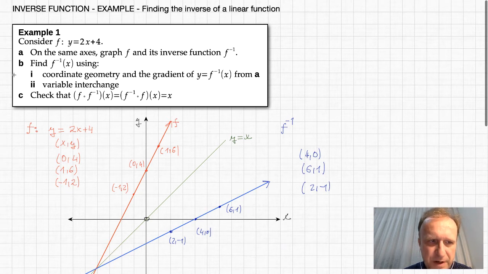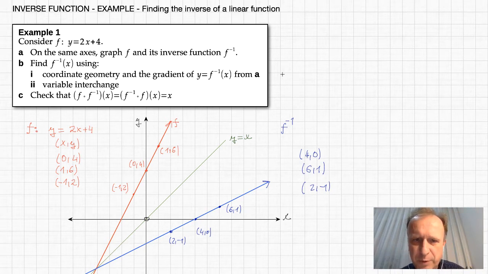Now let's do part B. In part B, we are asked to find the inverse of x, first using the coordinate geometry and the gradient of the inverse obtained from the part A, and then the variable interchange. So let us do it both ways.